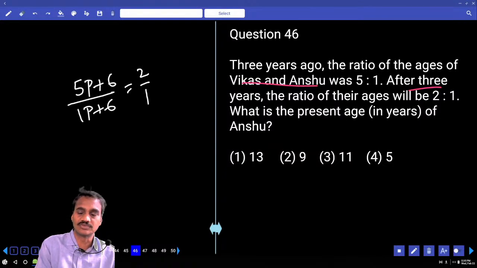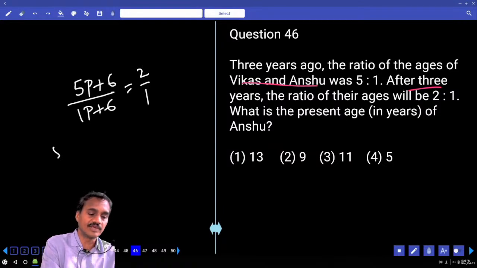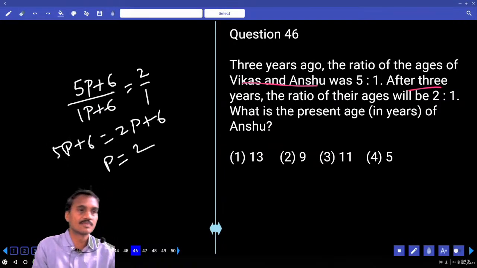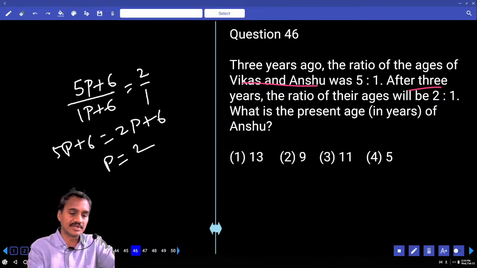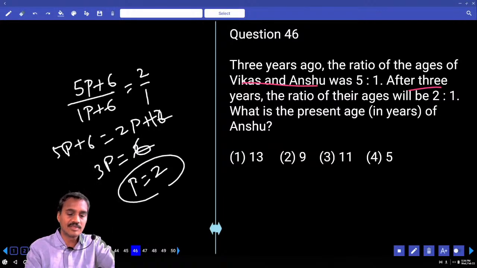And together 2:1. Then what is the ratio here? 5p plus 6 equals 2p plus 12. Now p equals how much? p equals 2 years. Is it right? Now how much did we get here? Plus 12. Then what is the value here? 3p equals 6, and p equals 2. Finally we have got p equals 2.